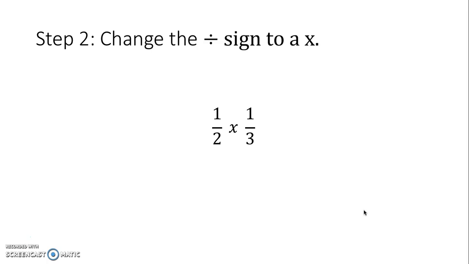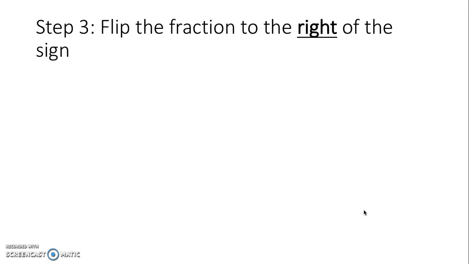I want you guys to write down what I have underneath step 2 on your notes. Write 1/2 times 1/3. Step 3 is to flip the fraction to the right. So write in your notes, right, R-I-G-H-T, to the right of the sign. Underneath that step, I want you to write 1/2 times 3 over 1.